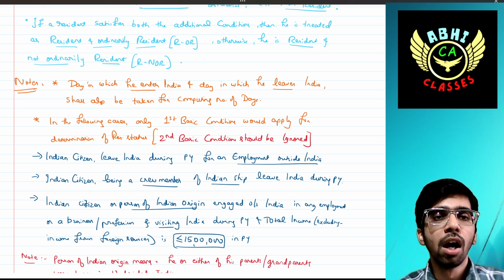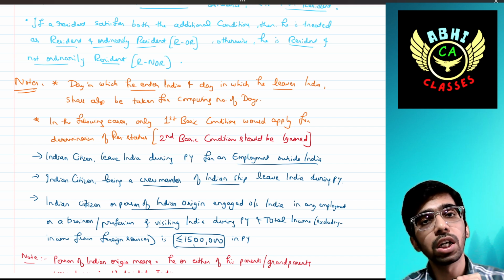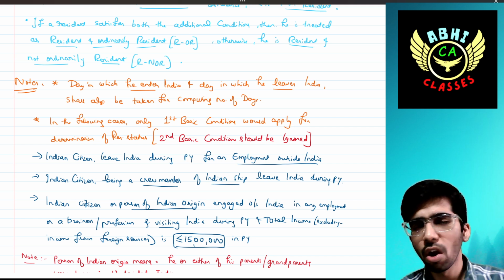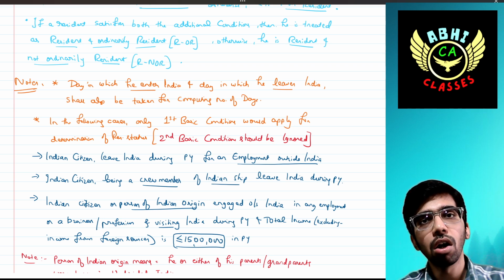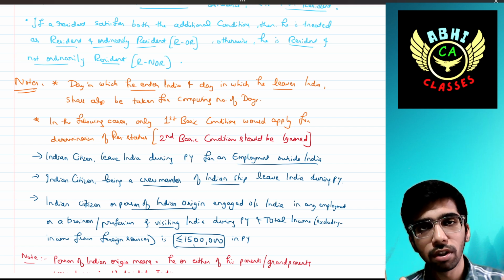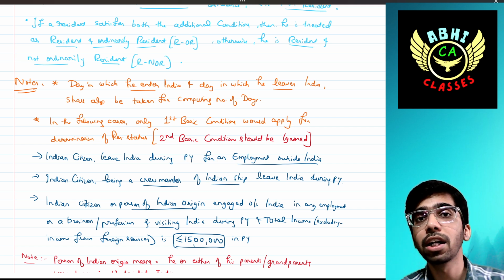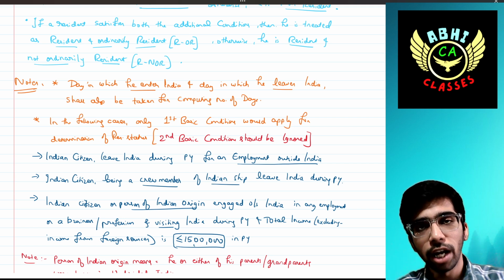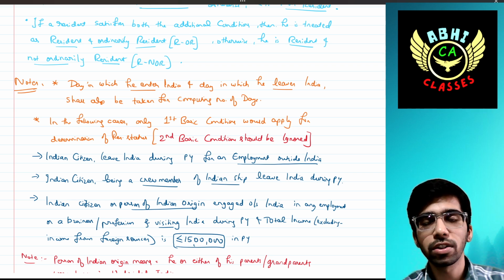The day on which he enters India and the day on which he leaves India shall also be taken into consideration for computing the number of days. For example, I came to India today and I leave India tomorrow. Then the number of days stayed in India will be taken as 2. The date of entry and date of departure should also be considered while computing the number of days stayed in India.